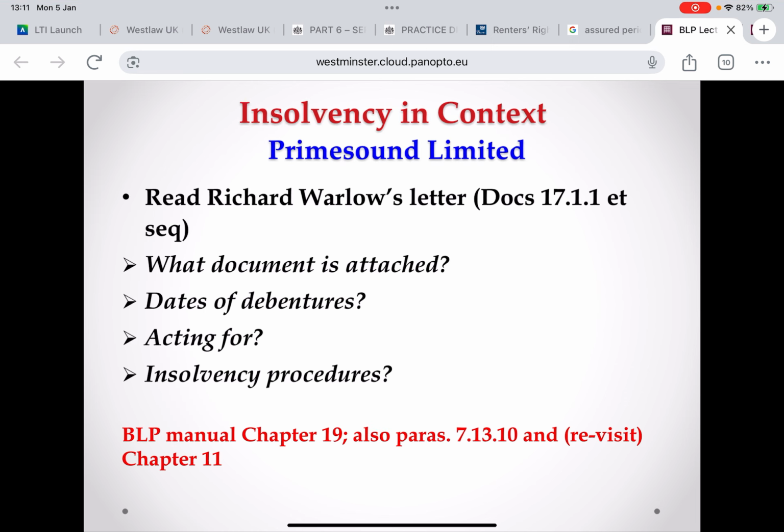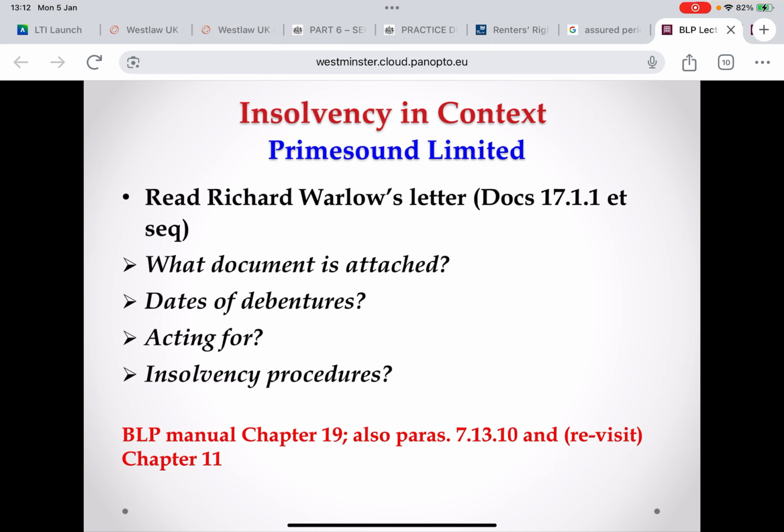And final comments, everybody, as the lecture comes to an end. Group session 17 in the first week of January 2026, and we're dealing with a company called Prime Sound Limited, as has been mentioned. You will see a letter from Richard Warlow, who seems to come across as the majority shareholder, managing director of this company. There is a letter from him. There is a document attached to the letter. I wonder what document it is. We'll look at your Unit 17 materials and you will see.